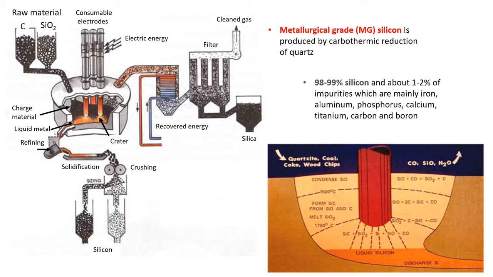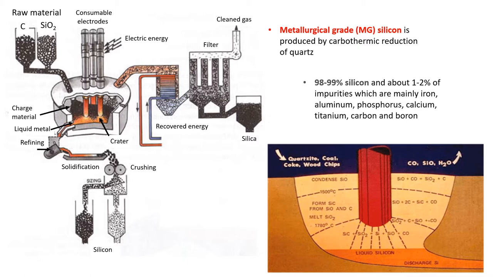The oxygen in the silicon dioxide reacts with carbon to form carbon monoxide and escapes from the furnace. Other gaseous products are silicon oxide and steam, which are also made to escape. The molten metal, that is silicon, is discharged from the bottom of the crucible and taken for refining. Post refining, the silicon is solidified and crushed to the desired size.